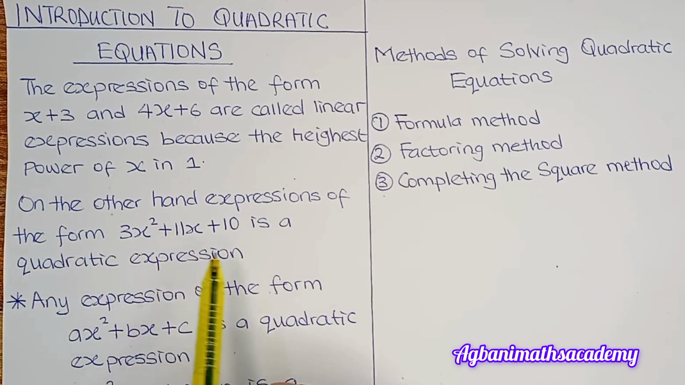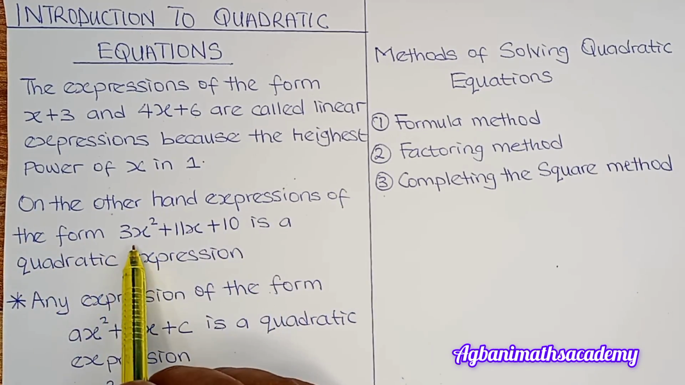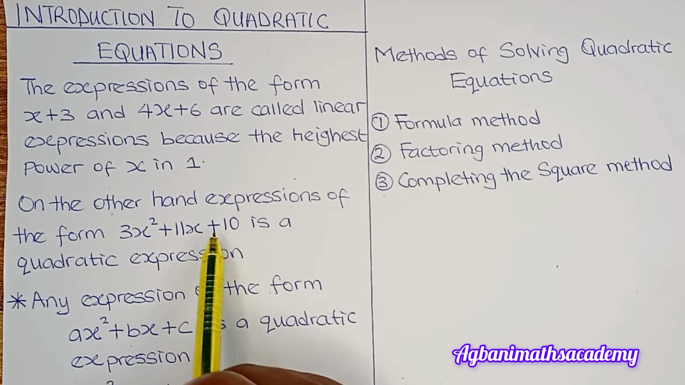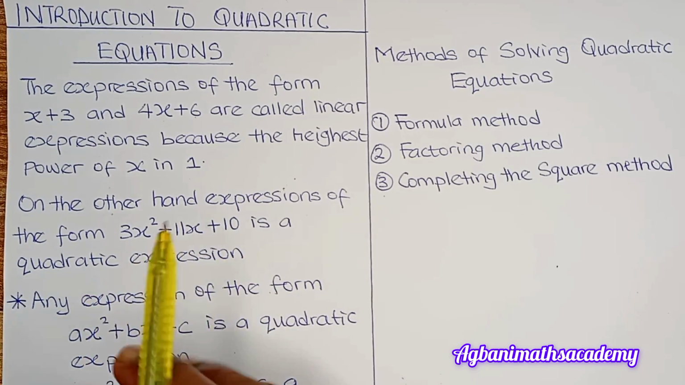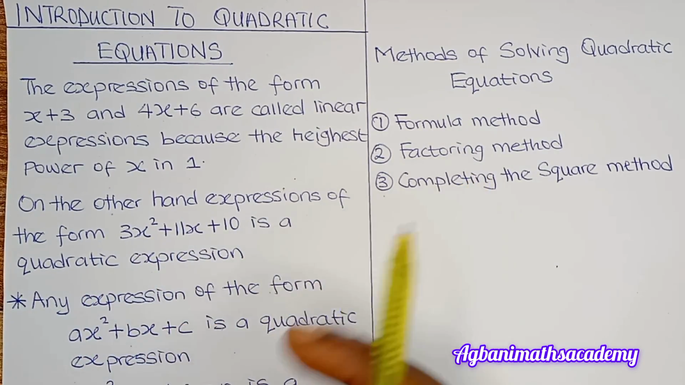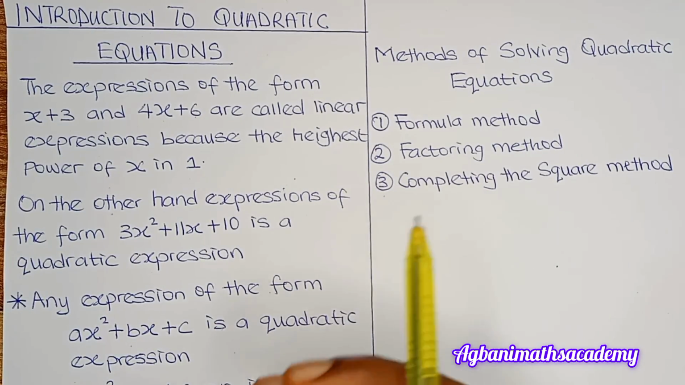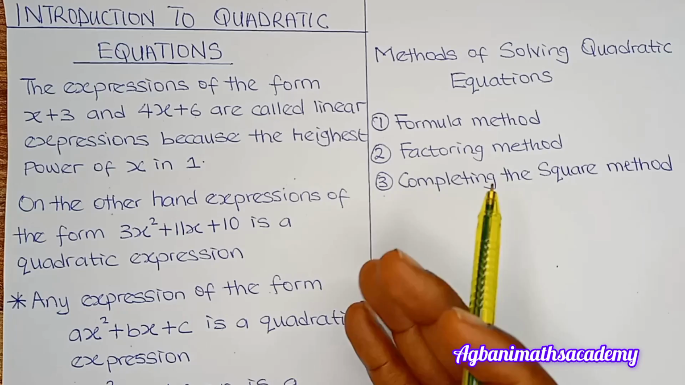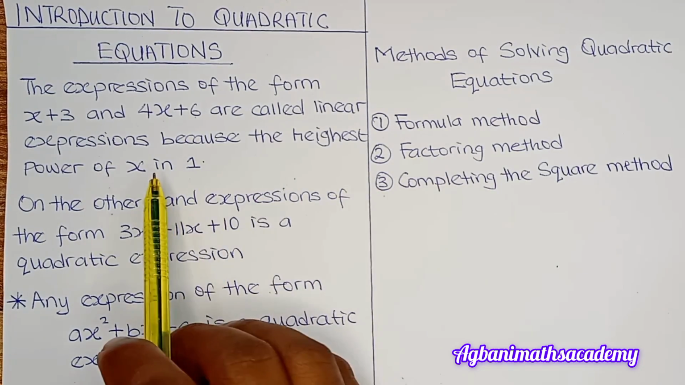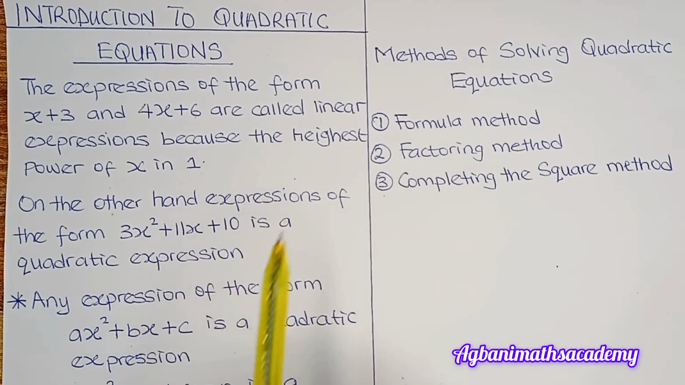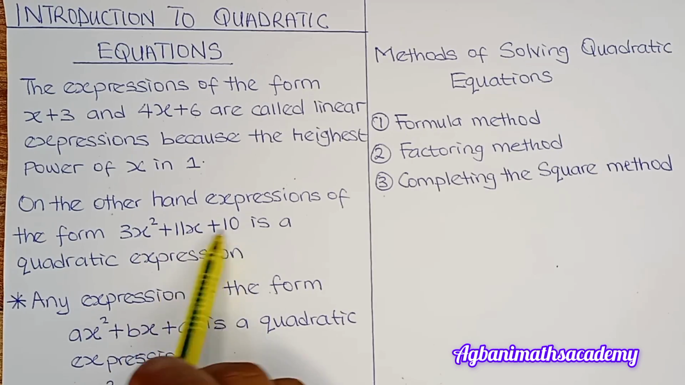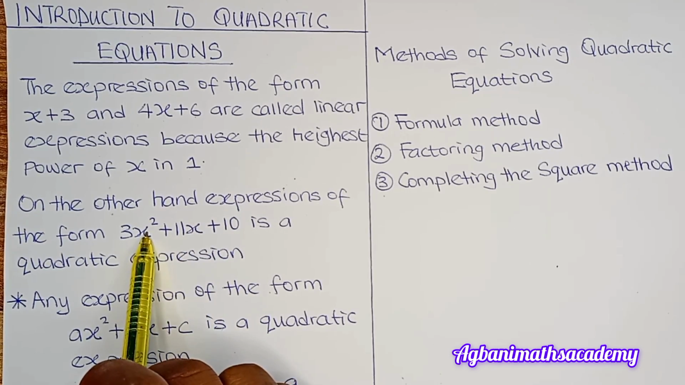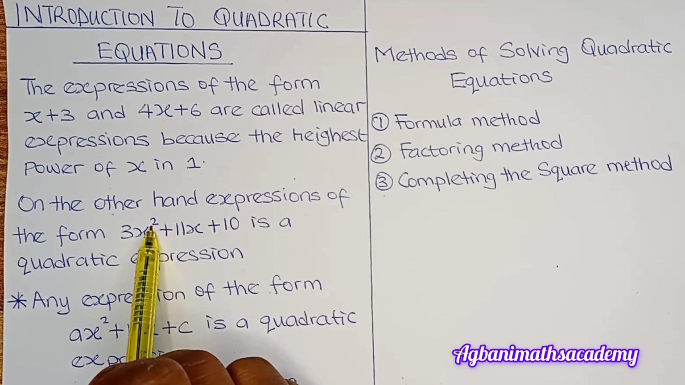But on the other hand, expressions of the form 3x squared plus 11x plus 10 is a quadratic expression. So here I'm trying to show you the difference between a linear expression and a quadratic expression. For a linear expression, the highest power of x is 1. But if you look at this quadratic expression, we can see that the highest power of x here is 2. Not 1, but 2.